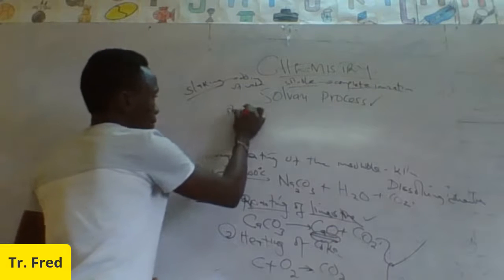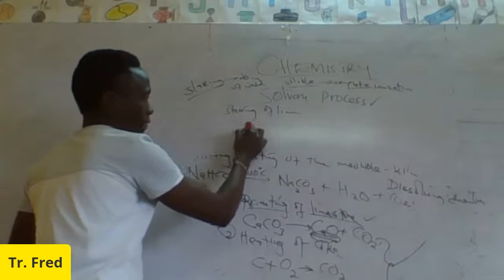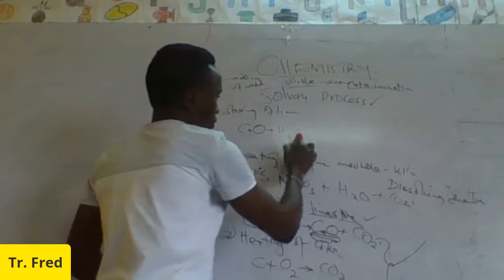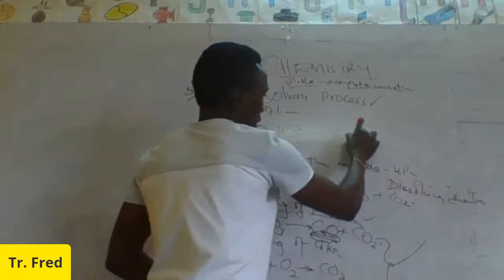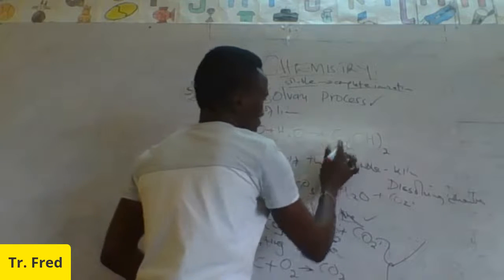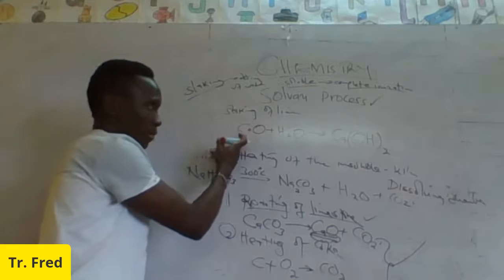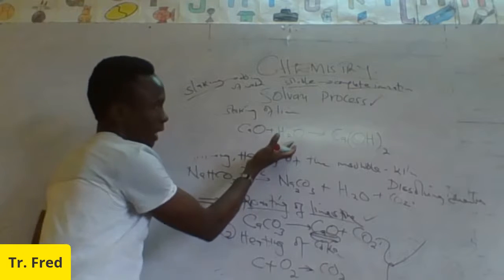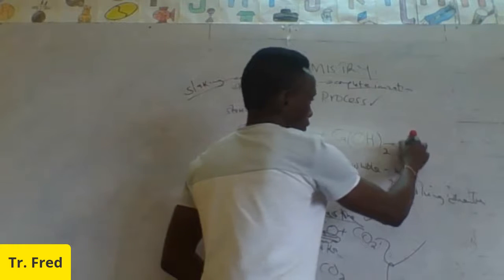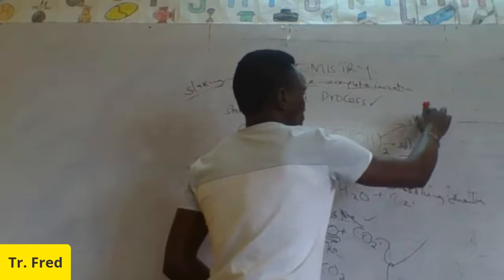Slaking of lime is whereby we have the calcium oxide being added to water to form a solution of calcium hydroxide. This one is a soluble salt. So in short, when water is added to calcium oxide, we get this product which is very soluble. And this process is what we call slaking of lime.